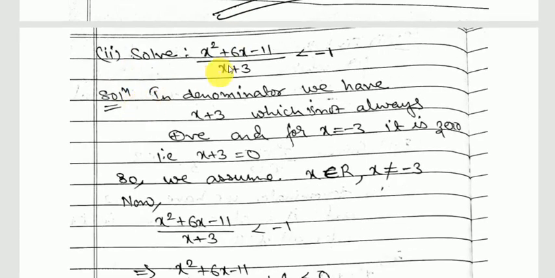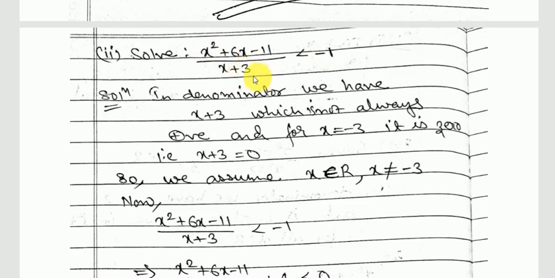Now number 2, here it says solve (x square plus 6x minus 11) upon (x plus 3) less than -1. So as I told you in the first question, for this inequality type question, first we have to check for those values of x where the denominator is getting 0. So clearly for x equal to -3, the denominator will get 0. For some values of x it will be positive and for some values negative. So when we are solving this, we will not do cross multiplication, we will not try to remove this from the denominator.